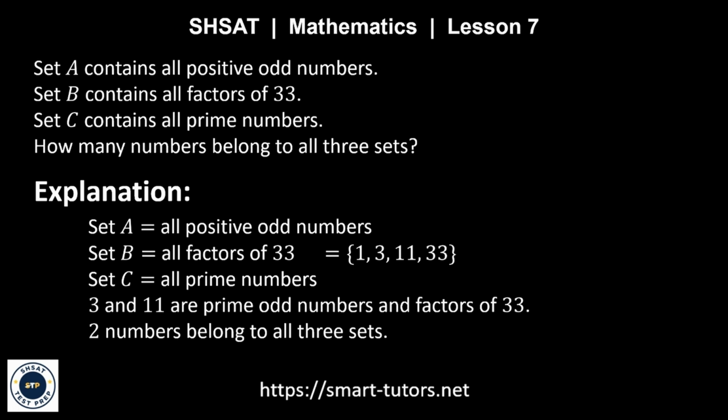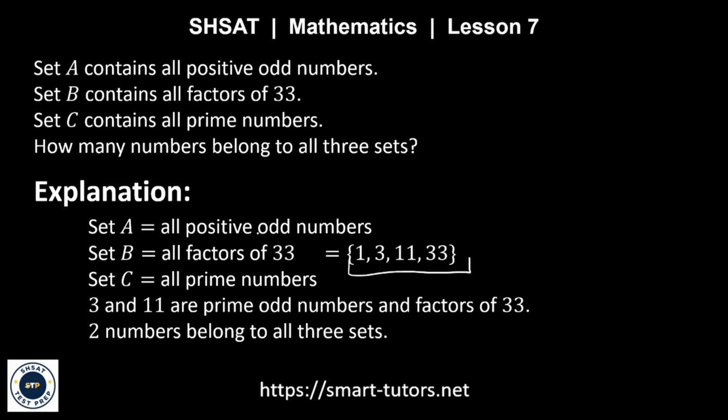So the explanation here: we have set A, set B, and set C, and you're trying to figure out which numbers belong to all three sets. If you look at the smallest set, it'll make it easier, because it's easier to find numbers in there that will be common in all sets. Set B is the smallest because it's all factors of 33, so it has 4 numbers. Then you look at the rules that A and C have to see if any numbers from B will also be in A and C.